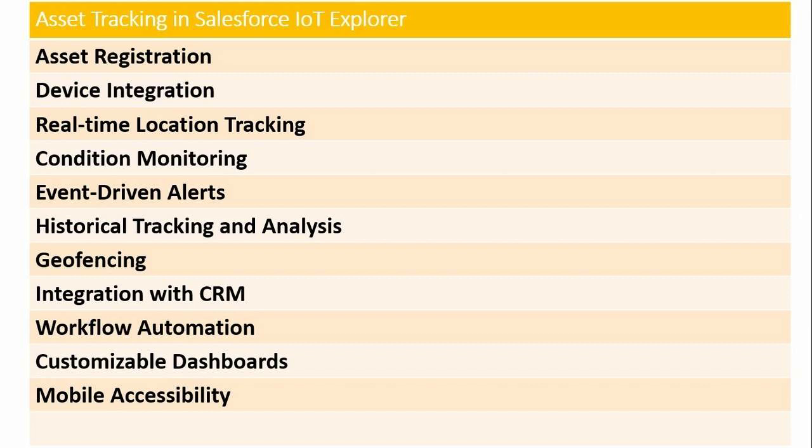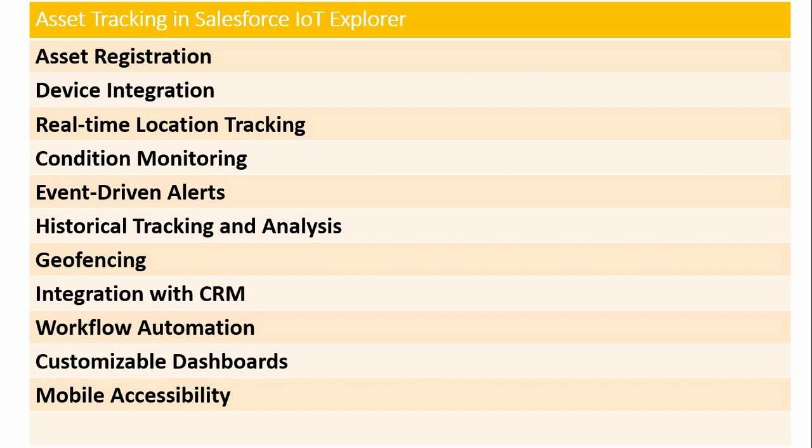Implementation steps. Asset registration. Add assets to the Salesforce IoT platform, associating each asset with a unique identifier and relevant metadata. IoT device integration. Integrate IoT devices with assets, ensuring they are capable of collecting and transmitting relevant data.